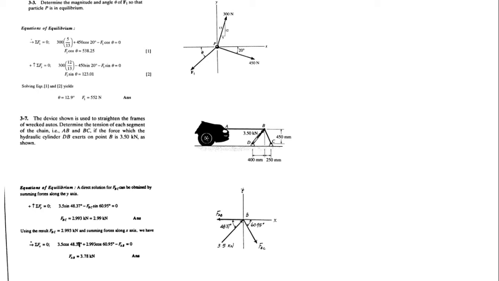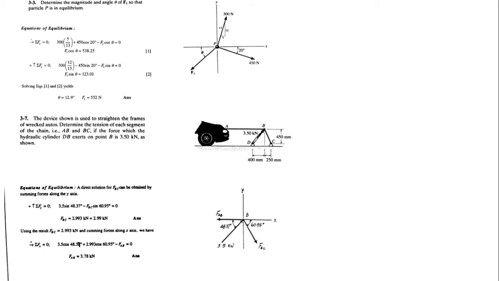So what you need to do is basically the same. Apply sigma Fy equal to 0 for your system, and you will get 3.5 sine 48.37, and this component will be positive. What about the force BC? It's acting downwards, and you can calculate the respective angle as well. It comes out to be minus force BC sine 60.95. So force BC comes out to be equal to 3 kilonewton.